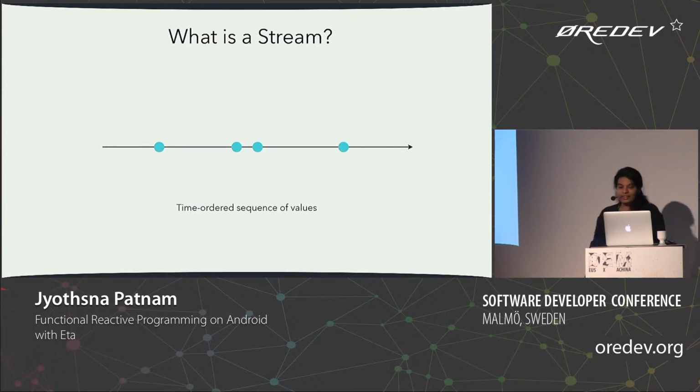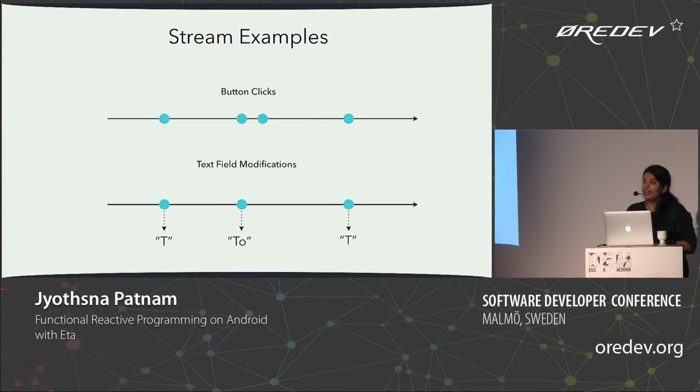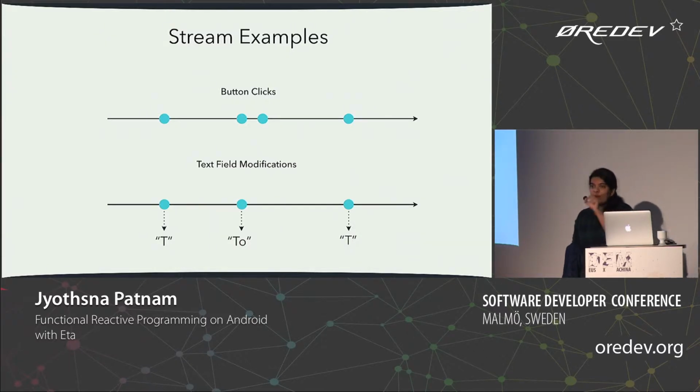Let's make it more concrete. Here are a few stream examples. The first one is a stream of button clicks. Whenever a user presses a button, an event is fired, and you can see it there. And the second one is a stream of text field modifications. Here is a simple example where the user is pressing T, and next he presses TO. With the modification, the entire text field is recorded here. And then he realizes that pressing O was a mistake, and so he deletes it. So this entire thing is recorded in the form of a stream.